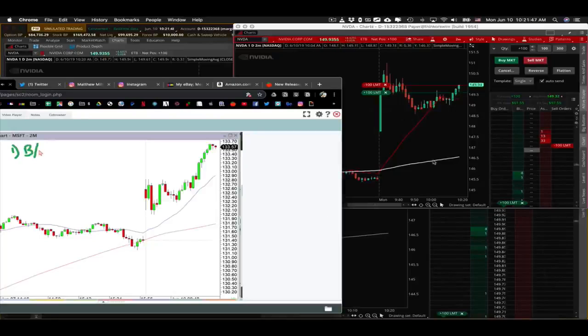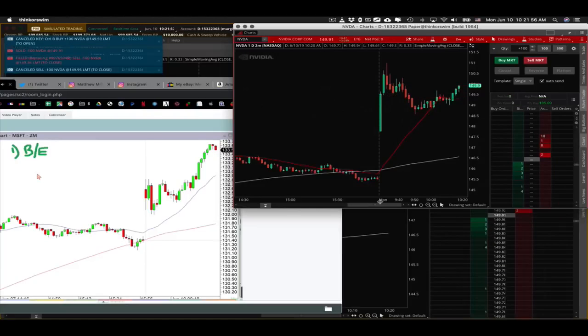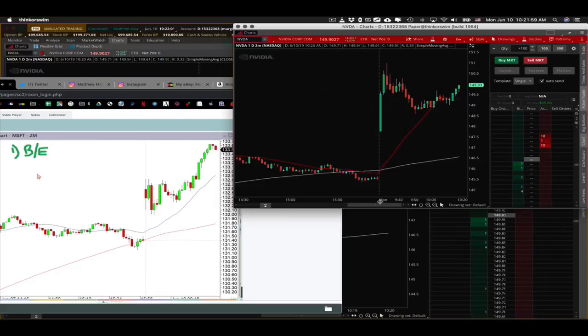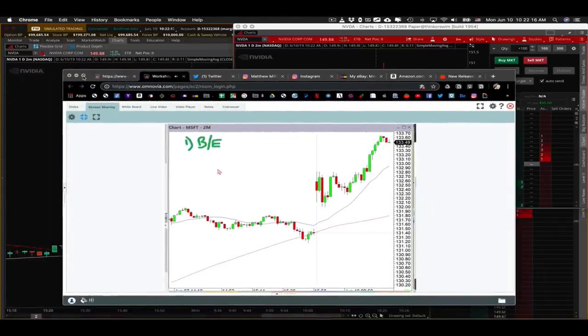Break even, the break even stop adjustment. All right. Now, when are you allowed to go to break even? You can go to break even after 3 pushes, or after 2 pushes if it's under $50. So after 3 pushes above $50, after 2 pushes below $50.